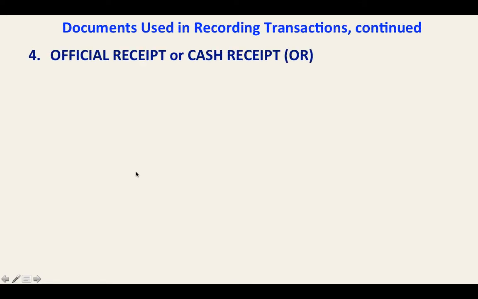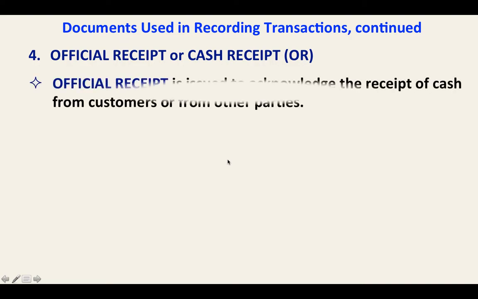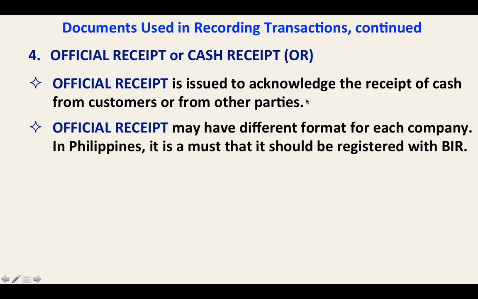And the next document is the official receipt, or pwede rin tawaging cash receipt. The acronym can be OR, official receipt. Official receipt is issued to acknowledge the receipt of cash from customers or from other parties. Basta ang company naka-receive ng cash, to document the receipt of cash, the company is issuing an official receipt. Official receipt may have different format for each company, iba-ibang format. Sa Philippines, kailangan yung official receipt registered sa BIR.